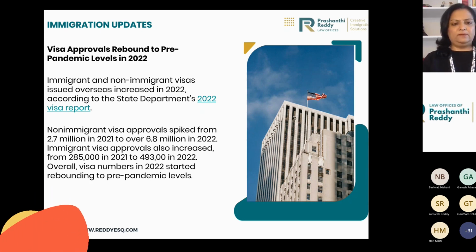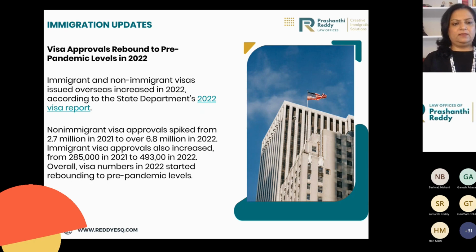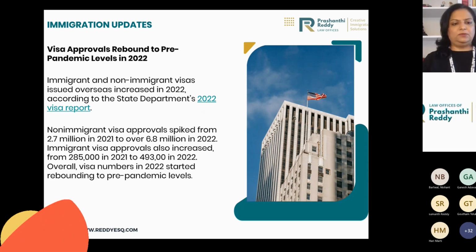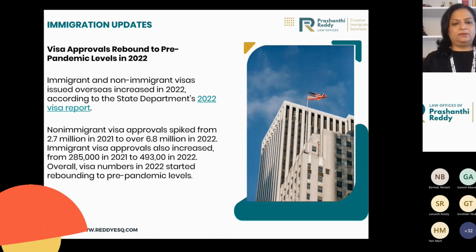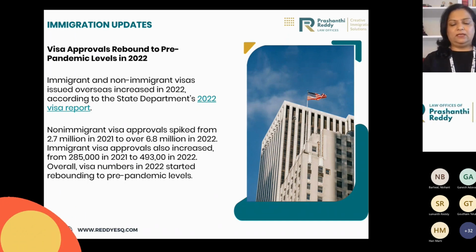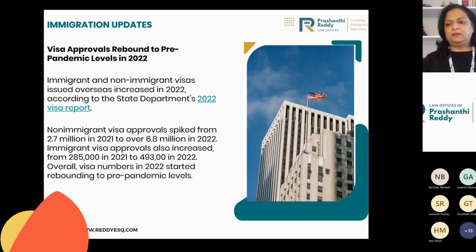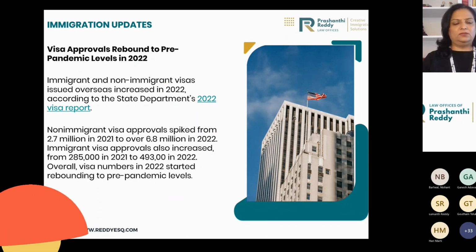Even the immigrant visa approvals, that is the green card visa approvals, they have increased the pace of processing. 2021 was 285,000, and 2022 has more than doubled, or slightly less, 493,000. So as you can see, the overall visa numbers are starting to look more like the pre-pandemic times. So that's good news, definitely. And 2023 has improved further. We know that for a fact. Next slide.